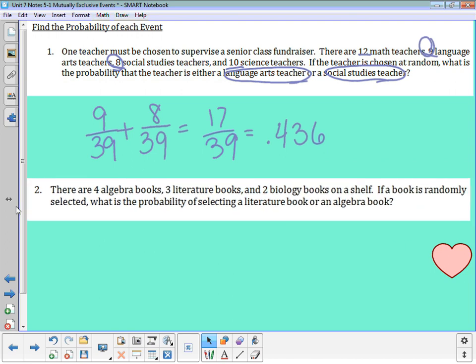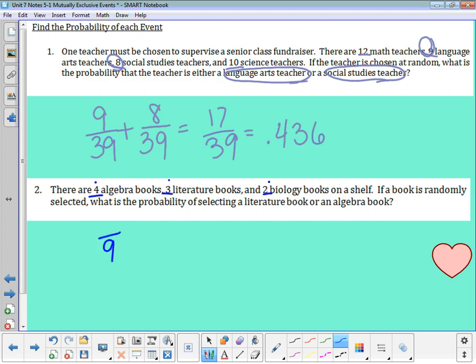Okay, let's take a look at number 2. There are 4 algebra books, 3 literature books, and 2 biology books on the shelf. If a book is randomly selected, what is the probability of getting a literature book or an algebra book? Can you be a literature book and an algebra book at the same time? No, you can't. So let's figure out our total number of books. We have 4 algebra books, 3 literature books, and 2 biology books. So we need to figure out the probability of selecting a literature book or an algebra book. We have 4 plus 3 plus 2, so there are 9 total books.